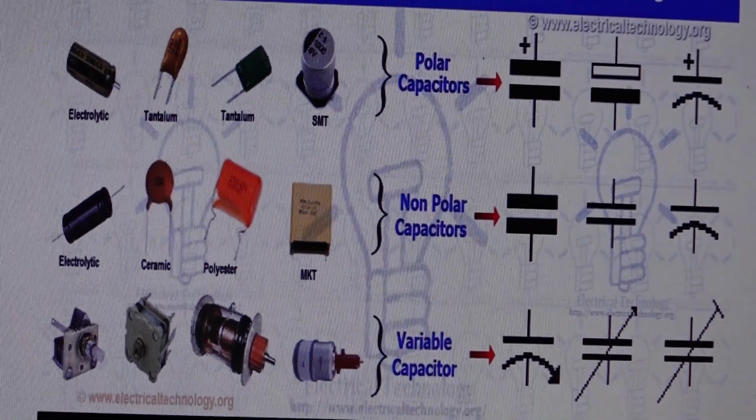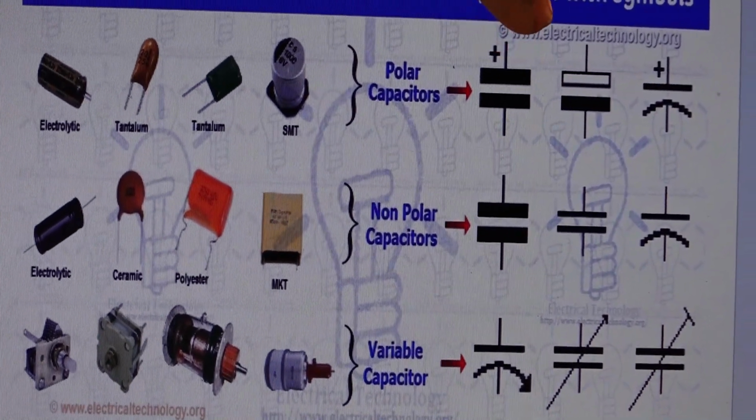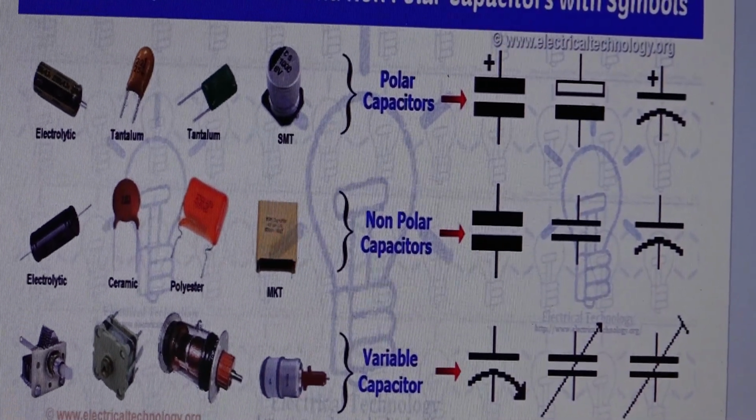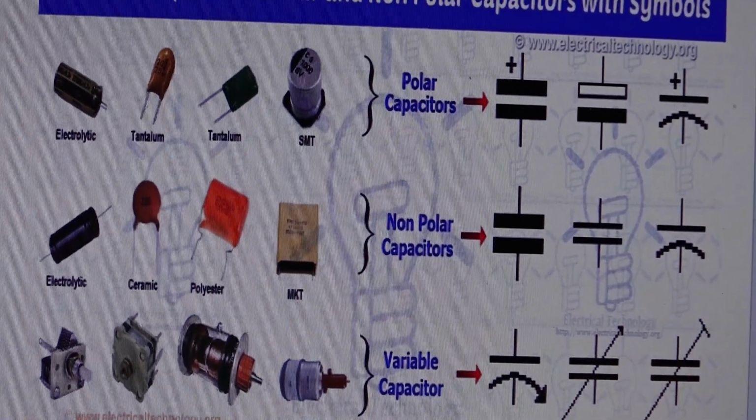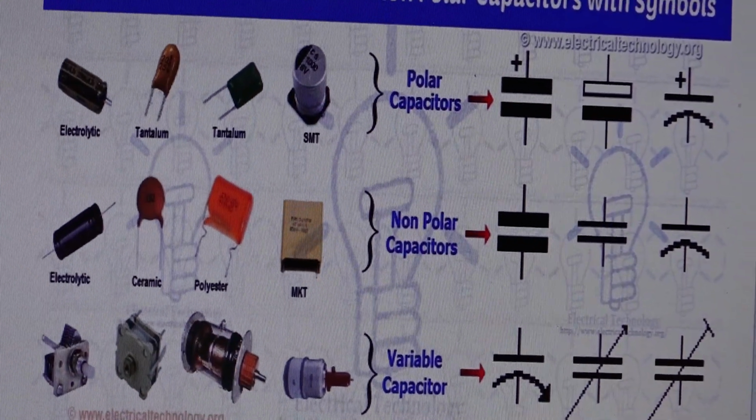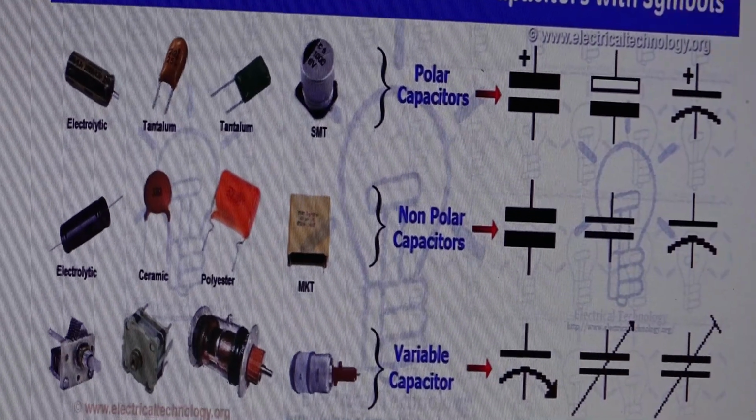So the symbol of the electrolytic capacitor, a polarized capacitor, can be this one with the positive sign, or it can be one end open and one end closed, where the open end is positive. And the closed or shadowed end is always negative. Or it can have this schematic symbol.